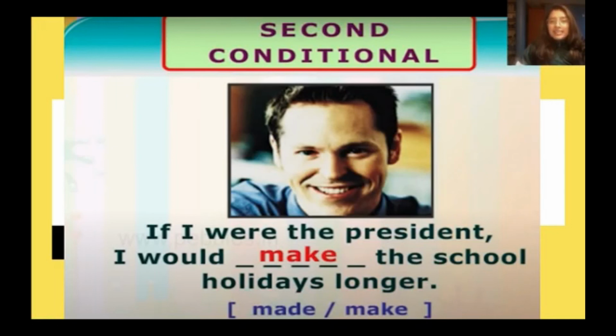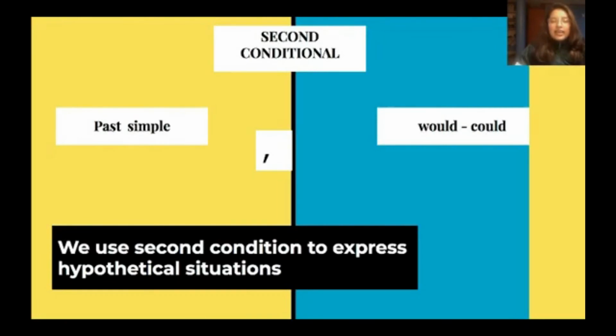Yes? No? Okay. Remember, second conditional. In the second conditional, we have to use past simple and the modal verb would or could, it is the same. And you have to join these sentences with a comma. And we use the second conditional to express hypothetical situations.